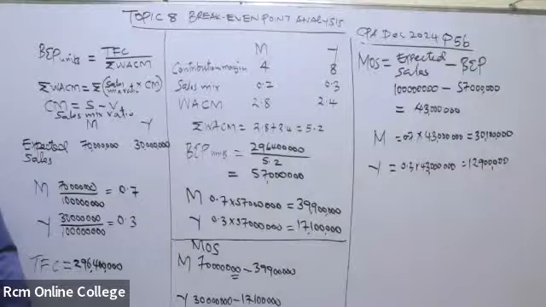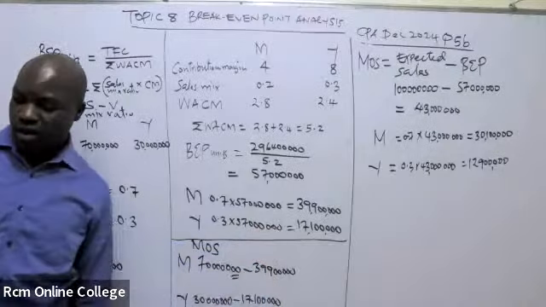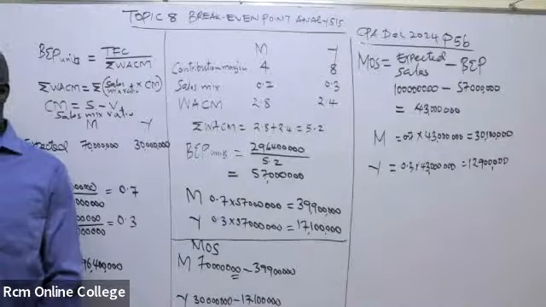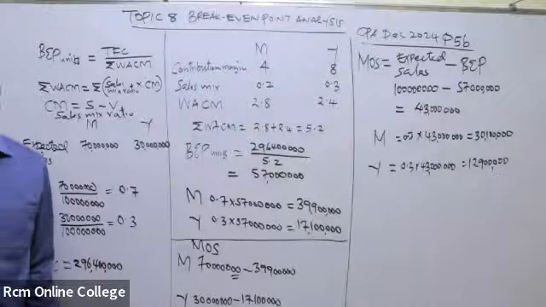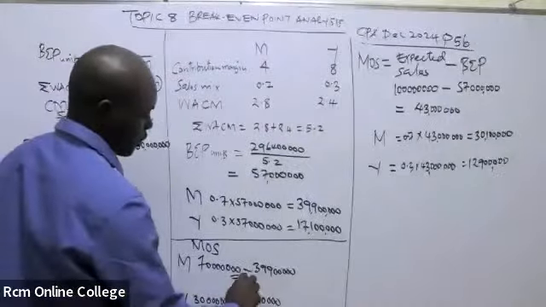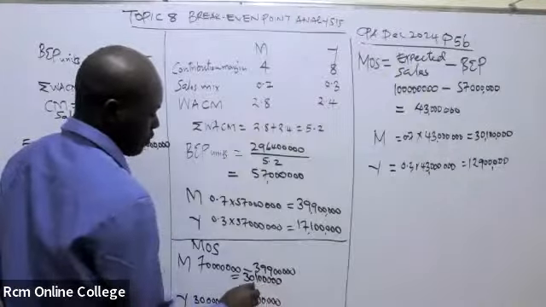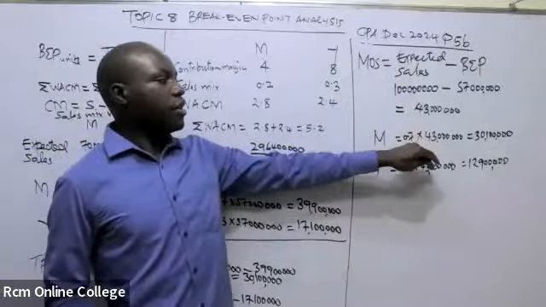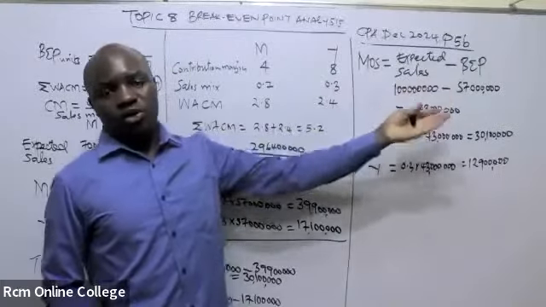Can you confirm that 70 million minus 39,900,000 is equal to 30,100,000? In other words, what is the answer? 70 million minus 39,900,000. What are you getting? We are getting 30 million, 100,000. That 30 million 100,000 is the same as our margin of safety when we also use the sales mix ratio to get that.